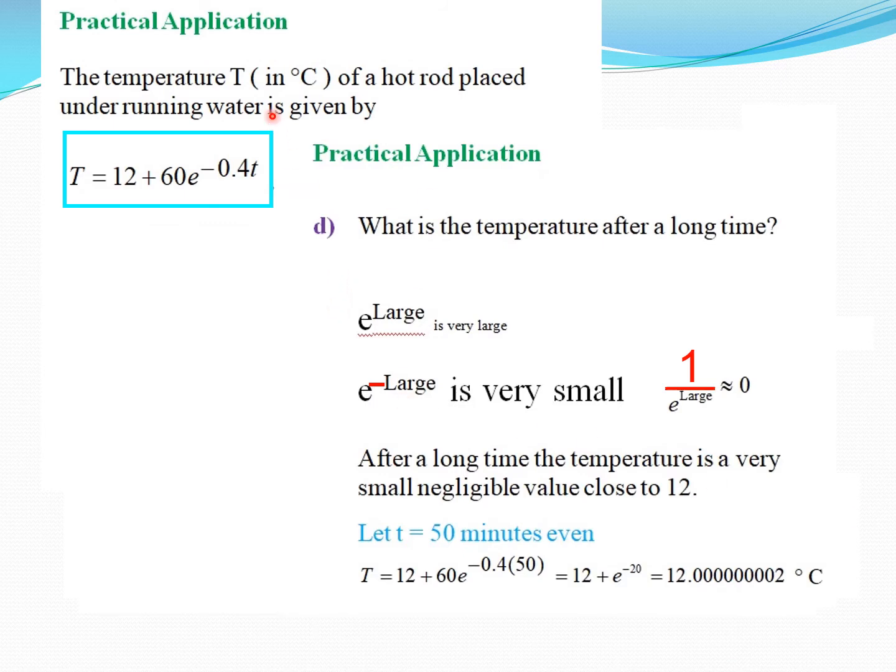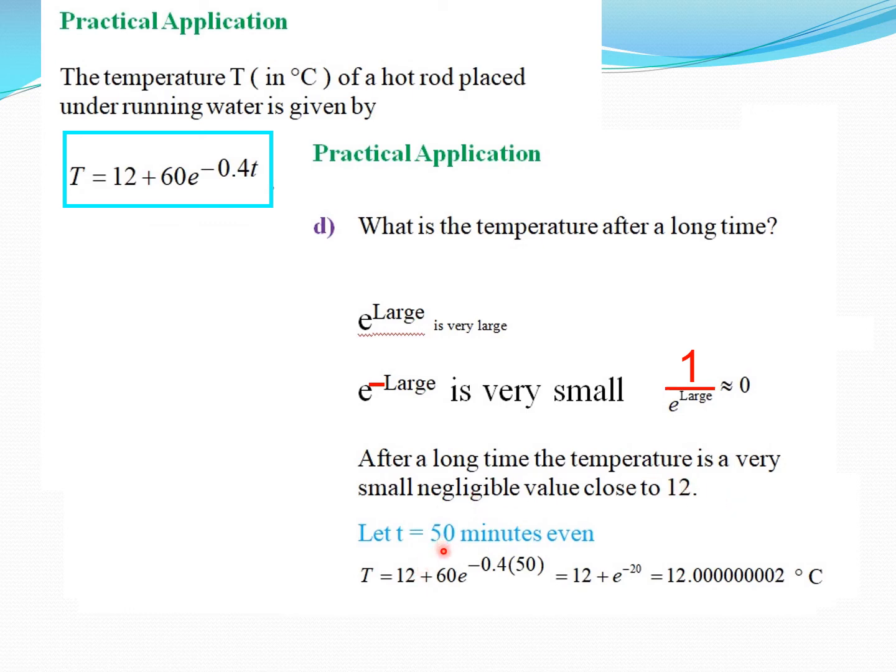And what's the temperature of the rod after a long time, if we let the water run for a long period of time? So that's kind of an open question. We know that e to the power of a large number is very large. But here, if you put t in after a long time, e to the minus of a large number is going to be very small, because e to the power of minus a large number means it's 1 divided by e to the power of a large number. So 1 divided by a large number effectively gives us a very small number, which tends towards 0. So after a long time, the temperature is very close to 12.